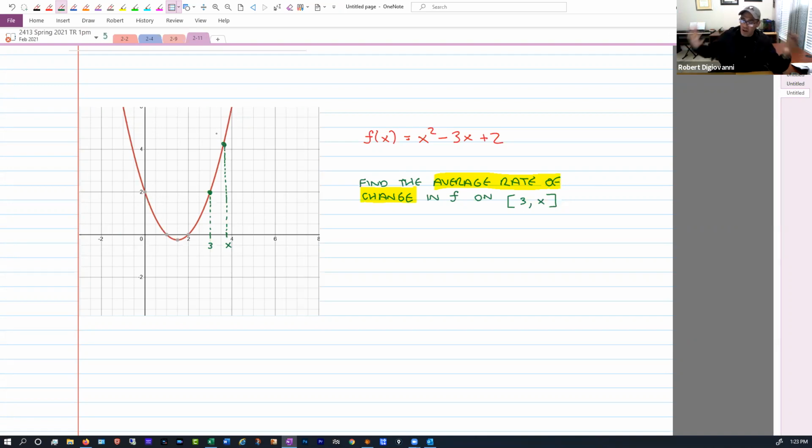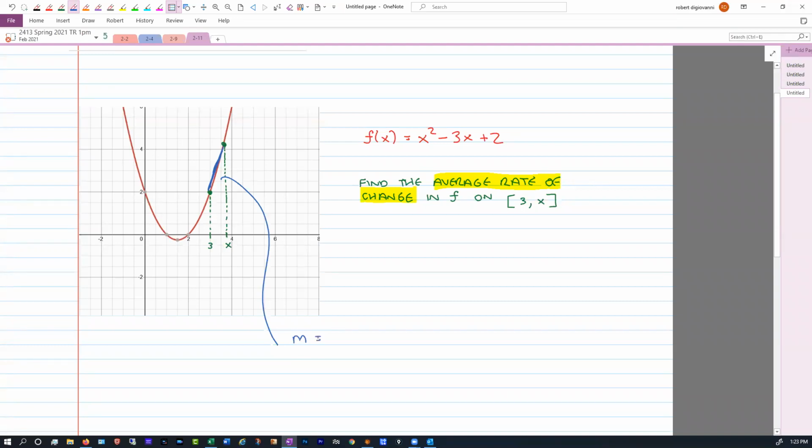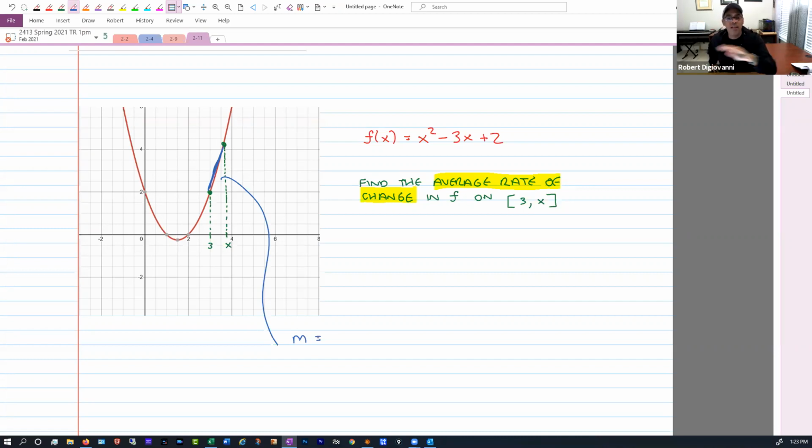Okay, so let's just follow the same procedure. We would like to know the slope of the line through those two. So we need to know that slope. All right, well, let's go ahead. Instead of picking 4 or 3.1 or 3.001, I'm going to leave it as just a variable. I'm going to leave it as X. You'll see where this is going in just a second, all right?